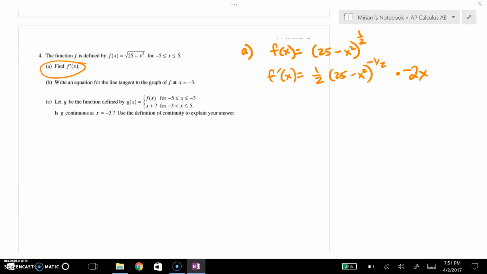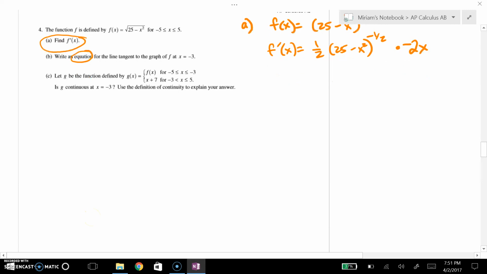Okay, part B. They want an equation for the line tangent to the graph. You can do that as well. So I'm going to put B right here. It's y minus y1 equals m times (x minus x1). And I'm going to plug in what I know. I know so far x equals negative 3, so that goes here. I don't know the other parts yet, but I will.